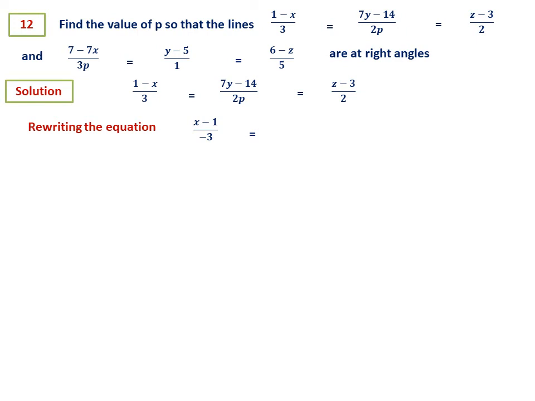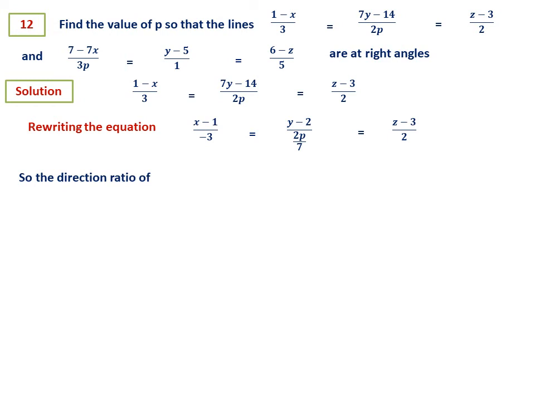Then I don't want 7y, I want y, therefore divide by 7. So (y minus 2) divided by 2p by 7. That means divide numerator and denominator by 7. So this is the important step. And (z minus 3) by 2, there is no change. So it is already in the standard form. So this is the equation of the first line in the standard form. That is very, very important.